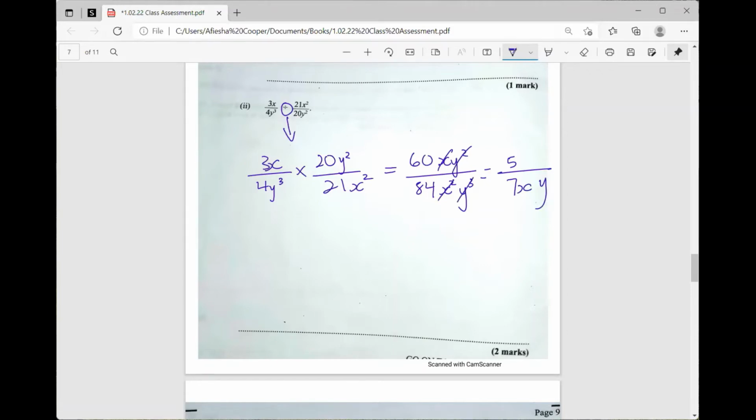So I have 5 over 7xy, or if you like to look a little incomplete, 5x to the power of negative 1, y to the power of negative 1. I prefer this method. It's much easier, right? Any questions? Always remember, take your time, divide, subtract your powers when you're dividing.